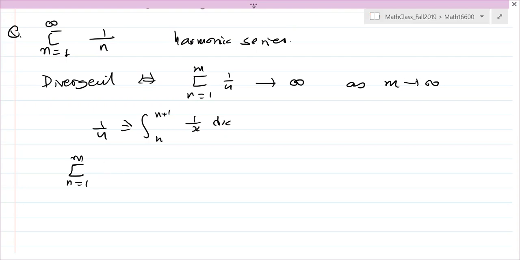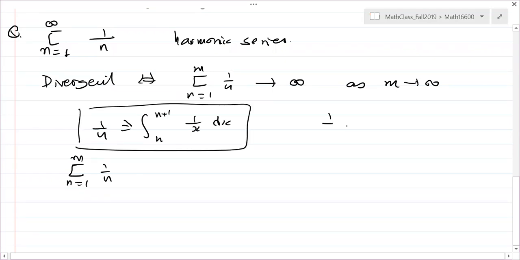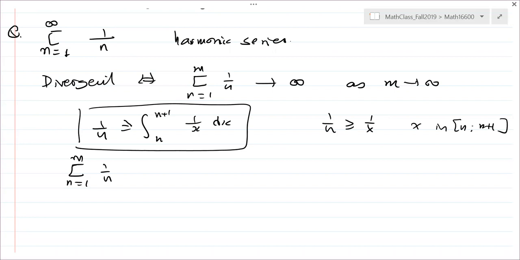Yeah, I give you another proof. Okay, why is this trivial? Because 1/n is greater than 1/x for x in the interval from n to n plus 1. Okay, yeah. Then you integrate on both sides from n to n plus 1. The left hand side is still 1/n. The right hand side is the integral.